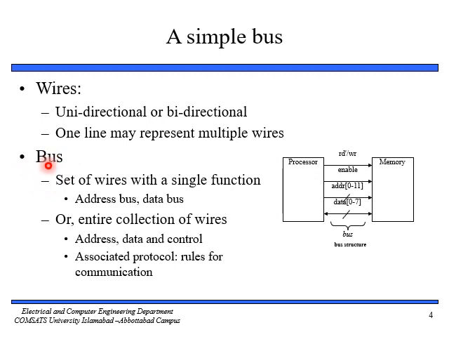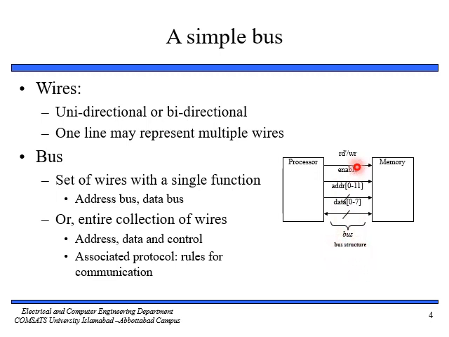Bus. A bus is a set of wires with a single function. For example, the address bus: on the address bus we will have addresses. On the data bus we will have data. Here you can see we have 0 to 7, which means we have 8 bits of data, so 8 different lines. Here we have 12 bits of address, so 12 different lines, but these are all combined together because their function is single. So a set of wires with a single function is known as a bus, or an entire collection of wires. All these lines can also be called a bus.